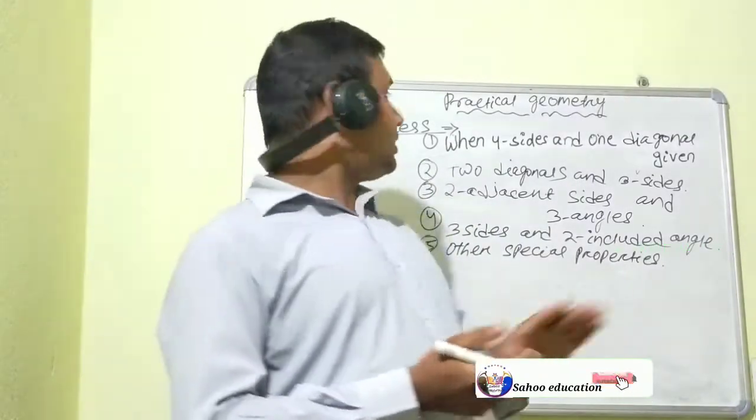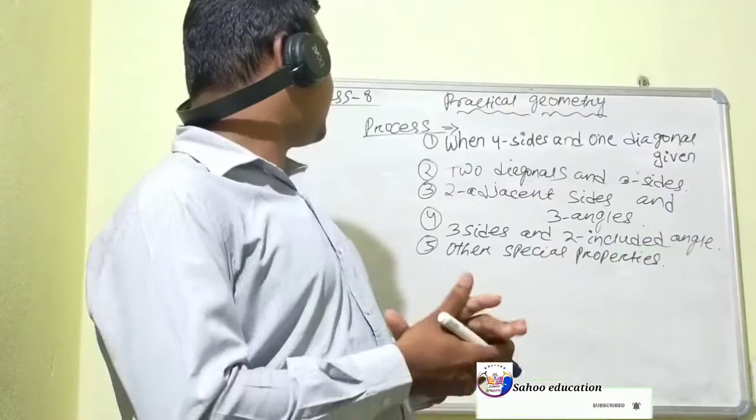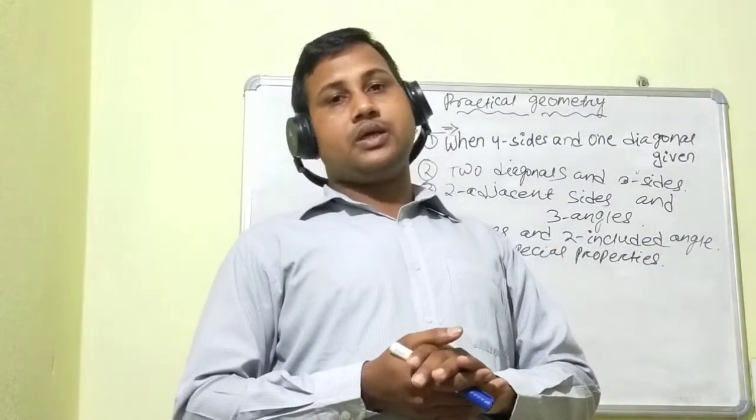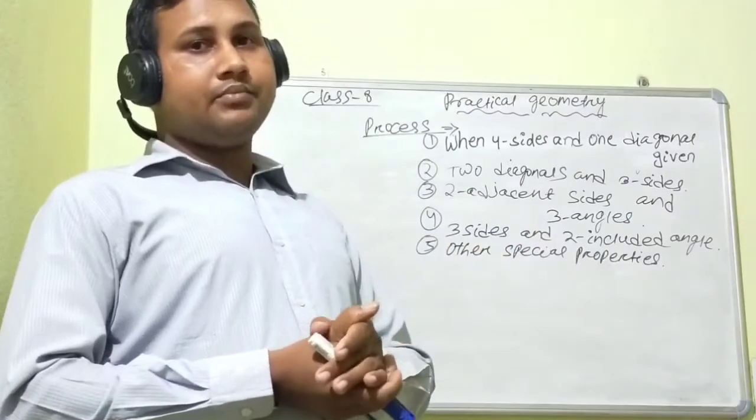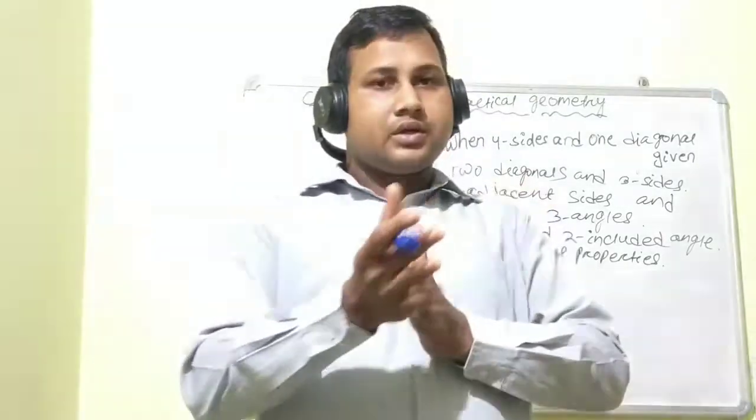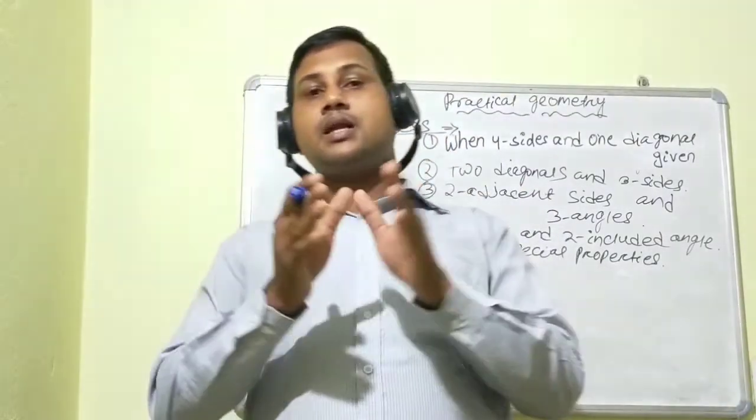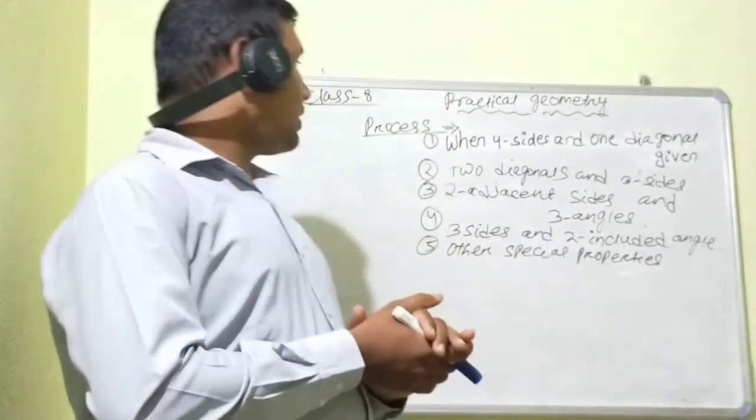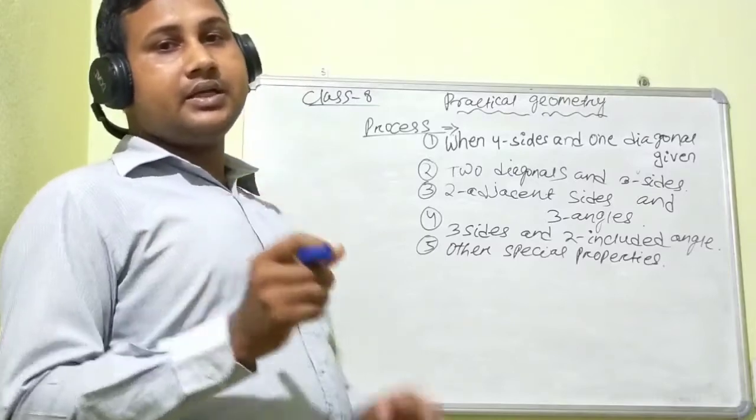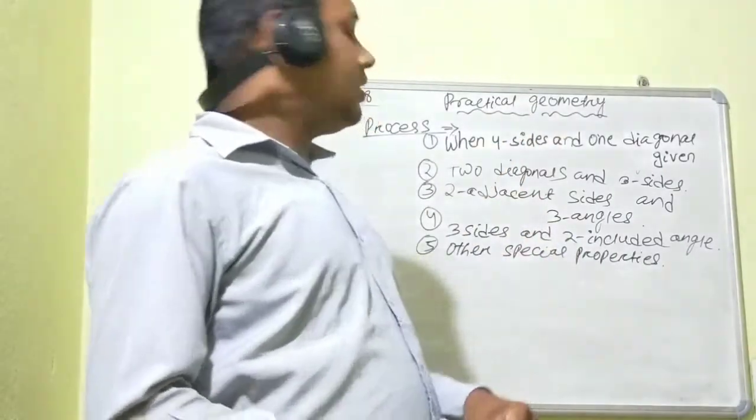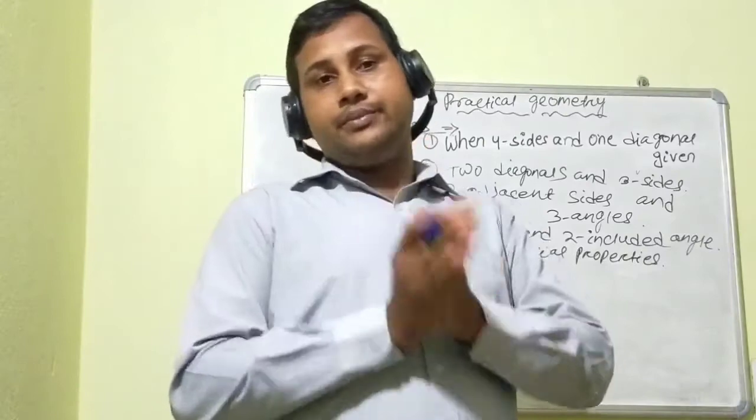Similarly, in practical geometry of class 8, we will learn about the construction of a quadrilateral. Okay, maybe a parallelogram, maybe a rhombus, maybe a square. We know a quadrilateral is a four-sided closed figure. So a quadrilateral has four sides and four angles, that is, eight elements. For construction of a quadrilateral, we need a minimum of five elements.